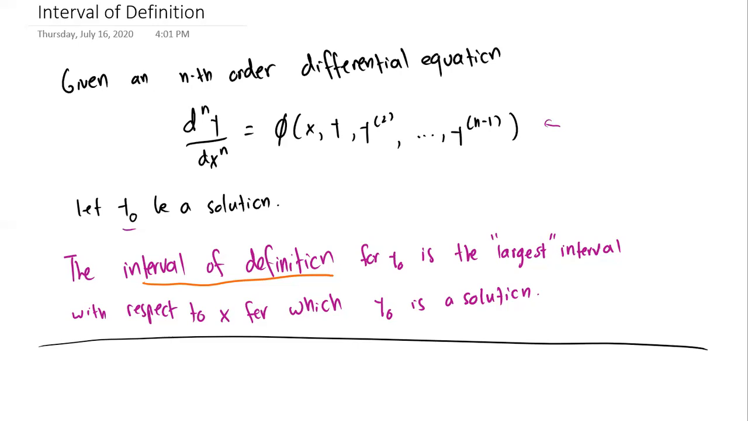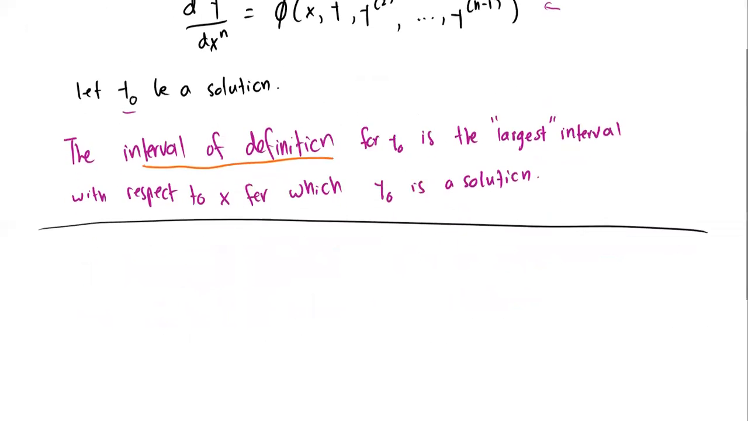So the interval of definition for y naught is the largest interval with respect to x for which y naught is a solution. So basically, look at your function y naught, and then ask, for what values of x is this function a solution? Now we give this interval a precise name, and it's called the interval of definition.